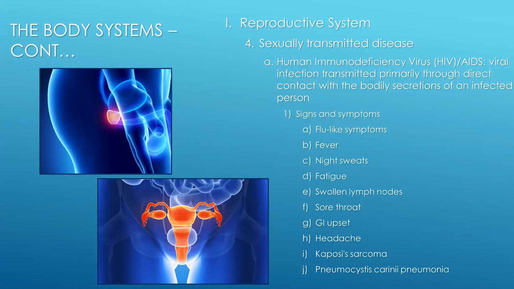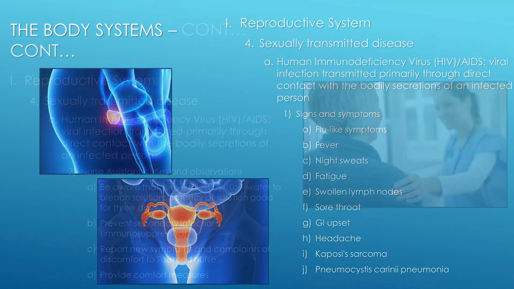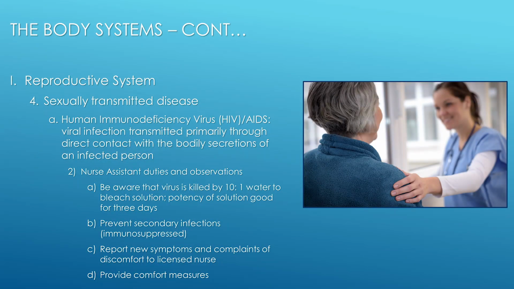Sexually transmitted disease. Human immunodeficiency virus, HIV, AIDS. Viral infection transmitted primarily through direct contact with the bodily secretions of an infected person. Signs and symptoms: flu-like symptoms, fever, night sweats, fatigue, swollen lymph nodes, sore throat, GI upset, headache. Kaposi sarcoma. Pneumocystis carinii pneumonia. Nurse assistant duties and observations.